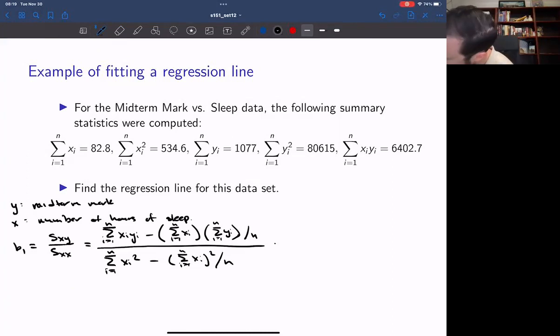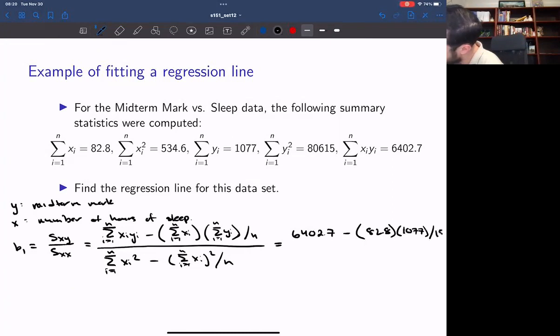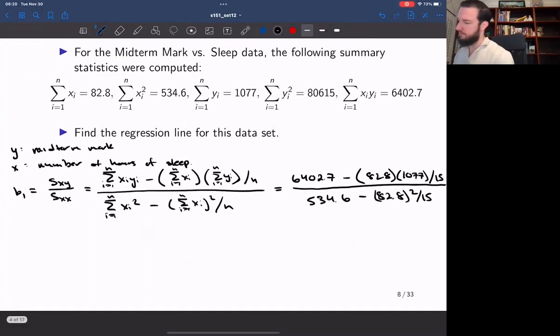Okay. So this is going to give us 6,402.7 minus 82.8 times 1,077 divided by 15 over 534.6 minus 82.8 squared divided by 15.